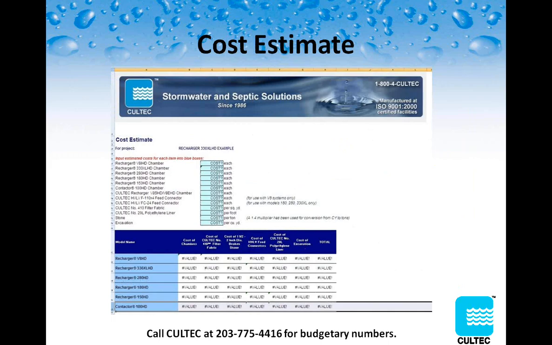In the cost estimate section, you can fill in the cost of each item to get a budgetary cost and to compare the cost of systems between the different products. The calculator automatically updates the table once you put in the unit costs. And you can call CULTEC for budgetary unit cost to fill in the estimate.